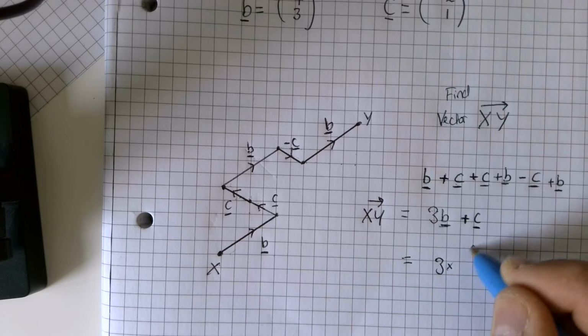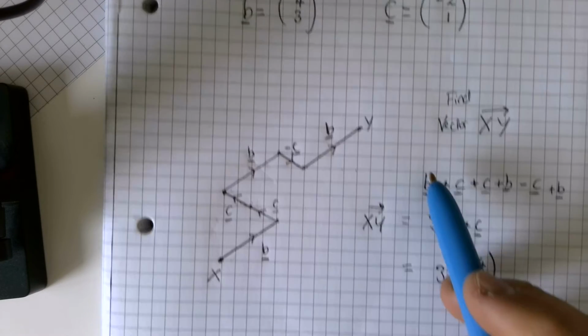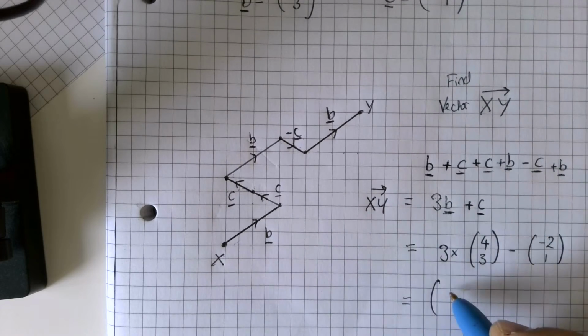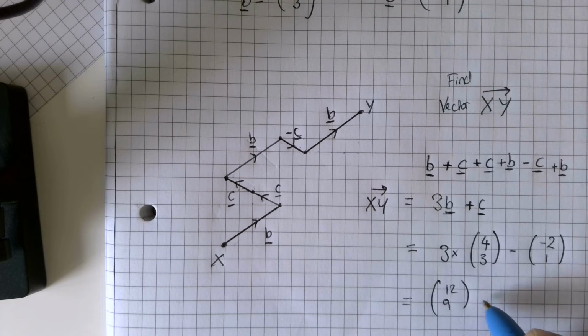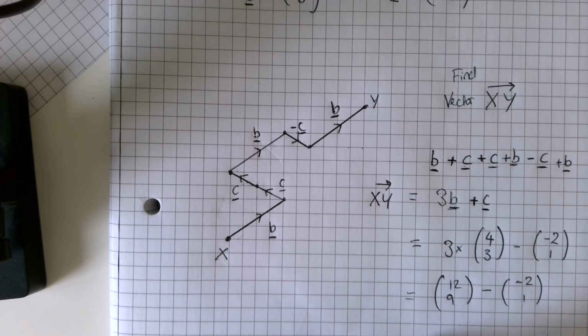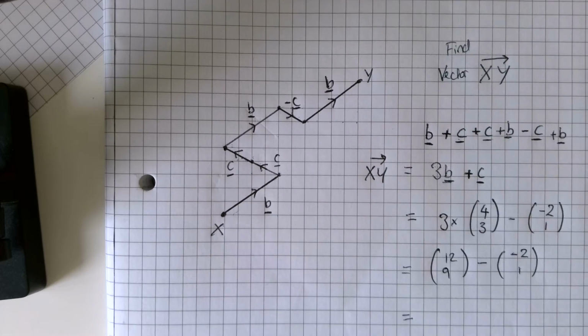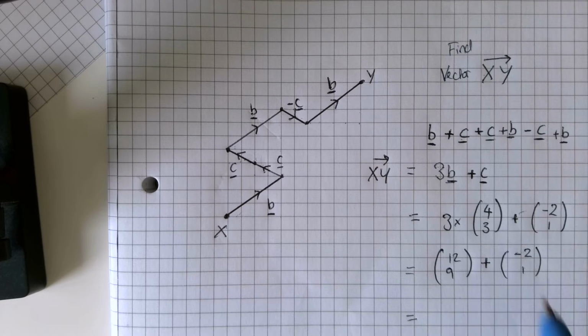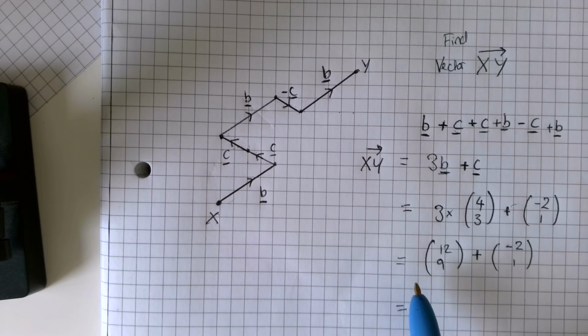So I've got 3 lots of (4, 3), that's my vector b, and then I'm taking away 1 lot of (-2, 1). So 3 times 4 is 12, 3 times 3 is 9, and then I'm taking away (-2, 1). So if I calculate that, sorry guys, I've just completely misread that. I'm adding on C, so there should be a plus sign in there. I thought my numbers didn't seem quite right. So I'm adding on (-2, 1).